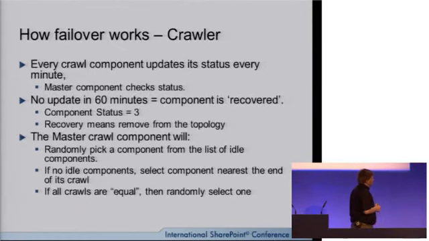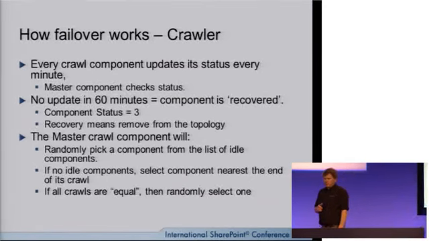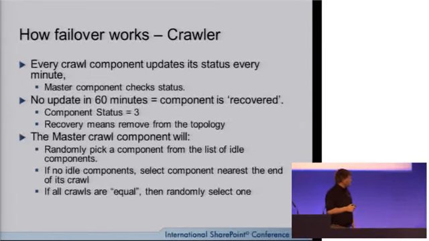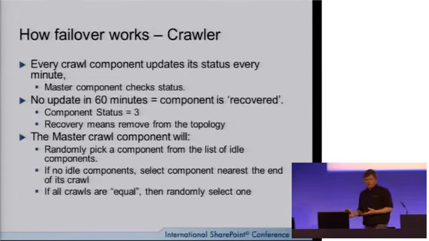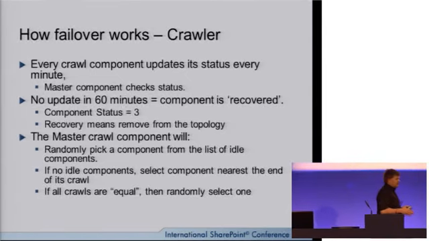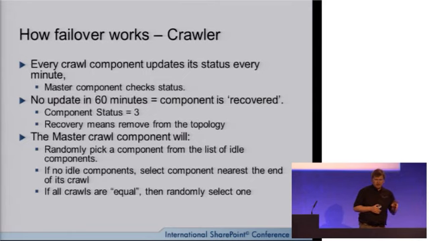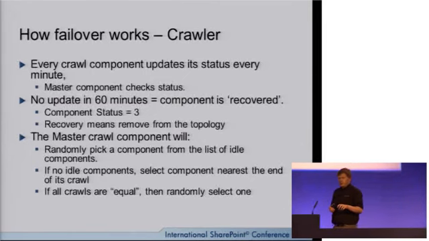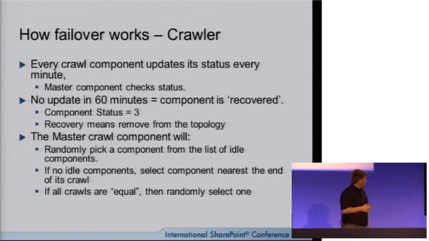If they don't update for over 60 minutes, we put the crawl component into what's called recovery mode, which basically means take it offline. We remove it from the topology. Sometimes it works, sometimes it doesn't. Sometimes you might see you've got your farm running, a crawler will go offline, and it'll sit there for days before it comes back online. If you're in that scenario, check your event log. You're probably seeing event ID 6398, which is the search service application administration timer job failed to run. If that's failing to run in your environment, this will not work because you need that service to run to be able to actually make this happen.